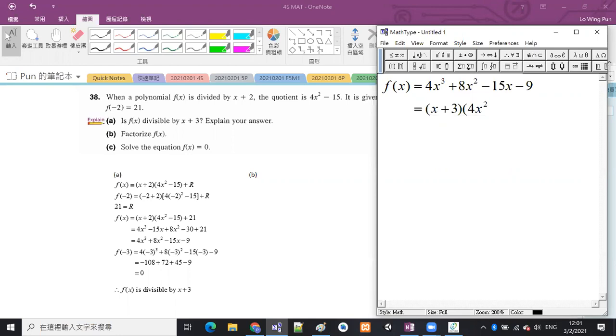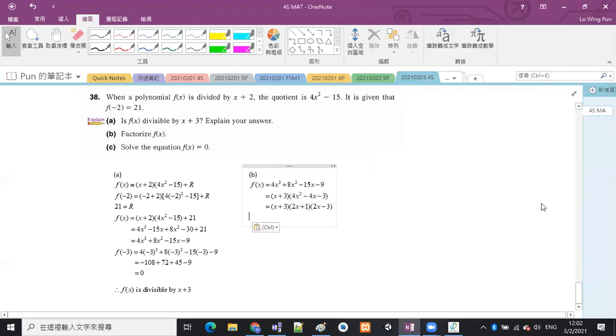Square term should be 4x squared, and then constant term should be minus 3, and then the middle term should be minus 4x. Am I correct? Yes. And check whether the long bracket can be further factorized, and I think it is yes. It's 2x, let me see, should be this. Yes. Okay, so this is part B.